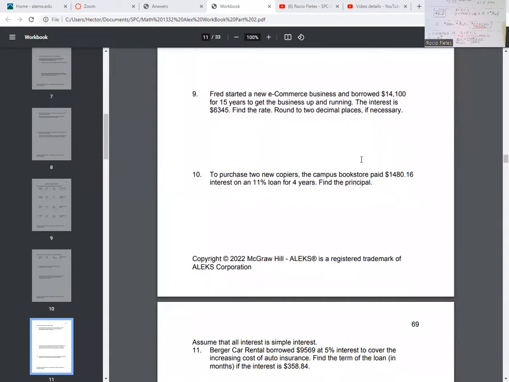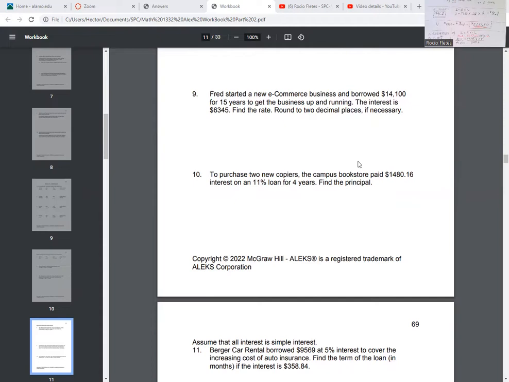Number 9 reads: Fred started a new e-commerce business, which are very popular nowadays, and borrowed $14,100 for 15 years to get the business up and running. The interest is $6,345. Find the rate and round to 2 decimal places if necessary.